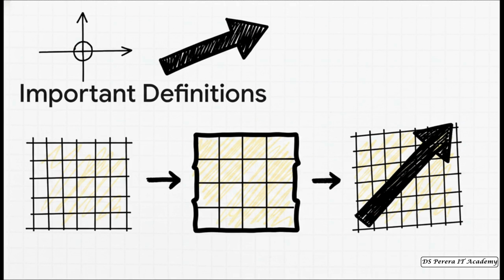Okay, let's lock in these definitions. A vector is basically a quantity with both direction and magnitude.